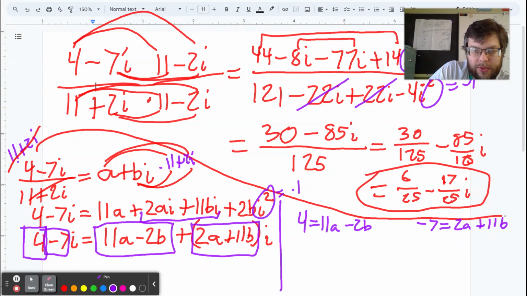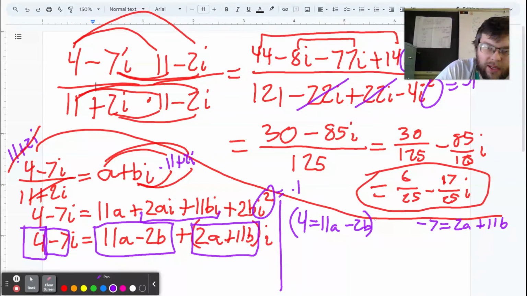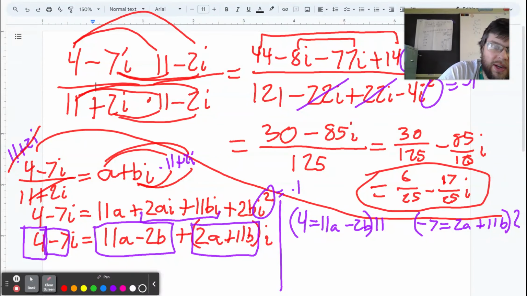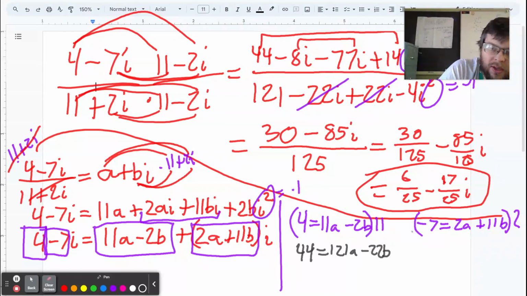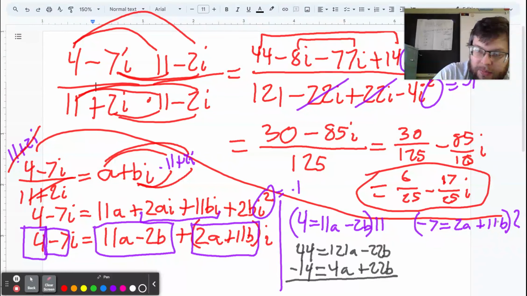Why don't we just multiply this equation here? We'll multiply this equation by 11, and we'll multiply this equation by 2. I'm going to do elimination. I'm going to write them both down here. So here we have 44 equals 121a minus 22b. And then the other one is -14 equals 4a plus 22b. And if you add those two equations together, see how I multiplied by 2 and I multiplied by 11? That way the b values are both going to be 22.